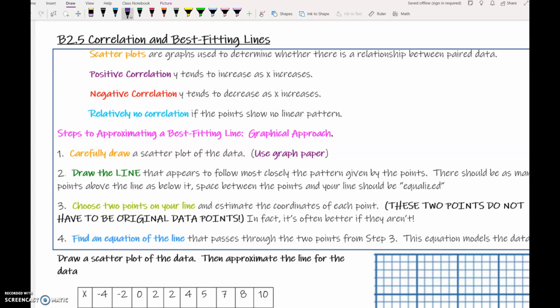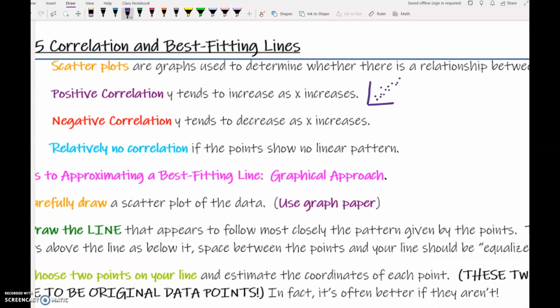Today we're going to look at scatter plots and correlation and best fitting lines. A scatter plot is when you have a graph with a whole bunch of points on it and the points are scattered, hence the name scatter plot. If the scatter plot shows positive correlation, our points would be scattered, but it would generally look like they had a positive slope. Like if you stuck a line through those points, that line would have a positive slope.